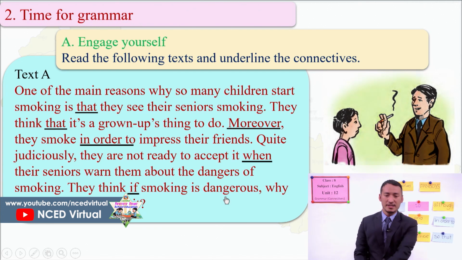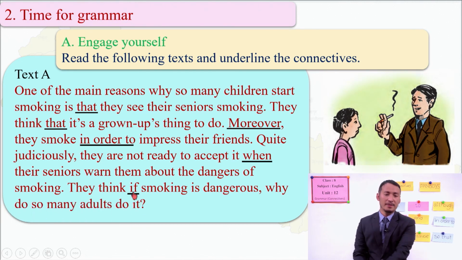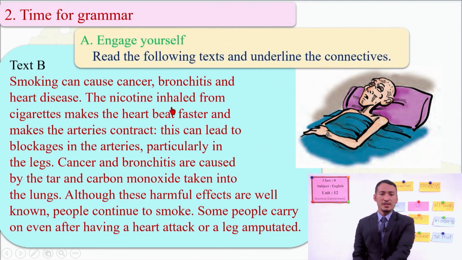Here we have another sentence attached. It is also called the if sentence. If smoking is dangerous, why do so many adults do it? So we have similar sentences here with the connectives, and is a coordinating connective here. It connects two similar sentences. So first, smoking can cause cancer and bronchitis, and it can cause also heart disease. So we have also as the meaning of and here.